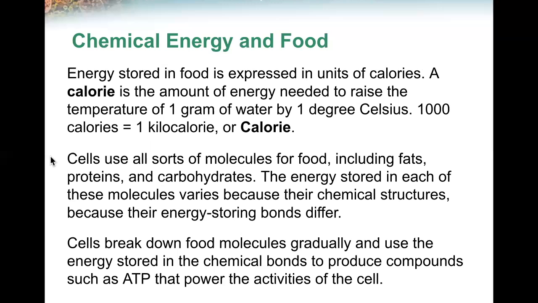Cells use all sorts of molecules for food, including fats, proteins, and carbohydrates. The energy stored in each of these molecules varies because their chemical structures, their energy storing bonds, differ. Cells break down food molecules gradually and use the energy stored in the chemical bonds to produce compounds such as ATP that power activities in the cell.